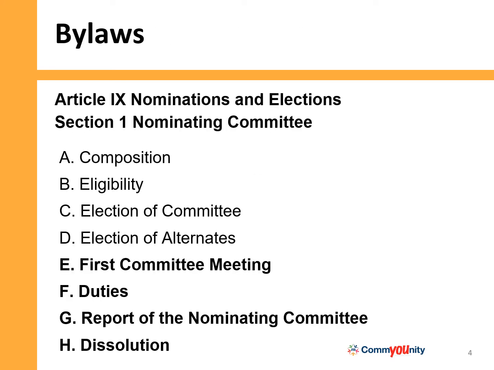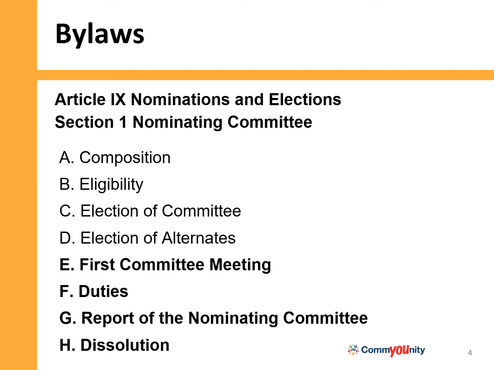Let's start with the bylaws. What does this important document tell us? Bylaws are your manual for most rules related to the rights of the membership and how the executive board should function. Article 9, Nominations and Elections, Section 1, Nominating Committee has a lot of information for you. A through D are all about electing the nominating committee. We cover that process in another Spotlights workshop.